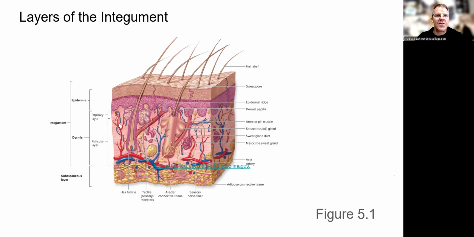Within this reticular layer, you can see sweat glands. You can see erector pili muscles. Those help to make your hairs stand on end. Sebaceous or oil glands in here that produce oil to coat our skin, keep it hydrated and protected. And that is the basic structure of the integumentary system and the integument.